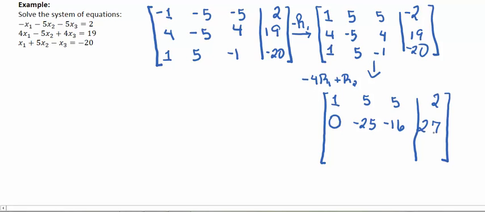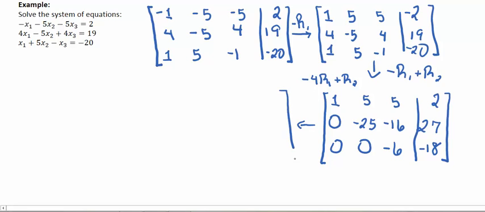Now let's think about the third row. It's currently a -1. So I'm going to multiply the first row by 1 and add the third row. That gives me -1 plus 1 is 0. -5 plus 5 is 0. -5 minus 1 is -6. And positive 2 minus 20 is -18. So now the first column looks exactly the way we want it to.